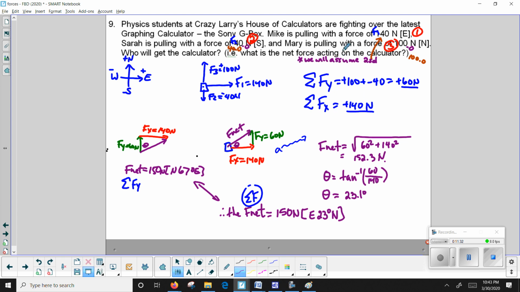The only thing we have to do here is round to significant digits. So we really should be rounding to one significant digit. We're limited by this 100 over here. So your final answer should really be this. The sum of the forces should be, rounding to the even number, 200 newtons east, 20 degrees north. Or if you did it this way, 200 newtons north, 70 degrees to the east.